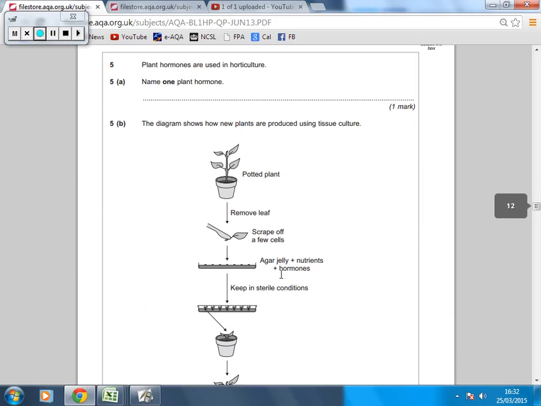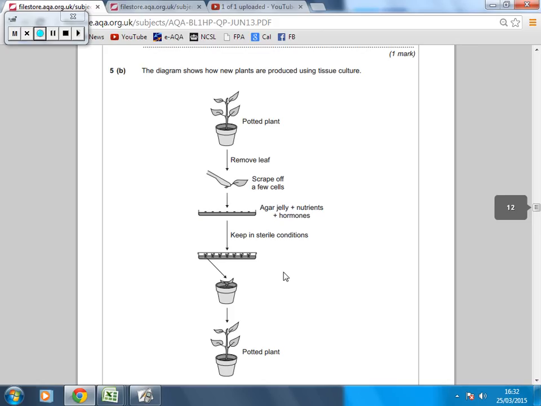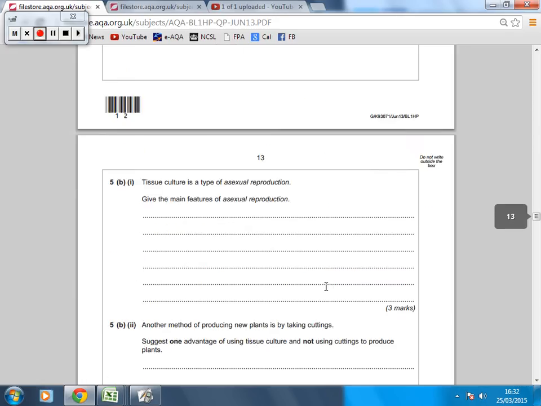Now we're on to plant hormones. So name 1 plant hormone. Think about what you've learned about in your lessons. And then here we're getting some cuttings and working out how to make new plants from plants that are already there. So we've got a potted plant. Remove the leaf, we scrape off a few cells, put it in agar jelly, keep it in sterile conditions, and we get a new potted plant.